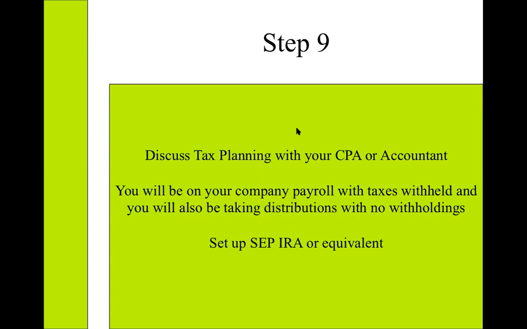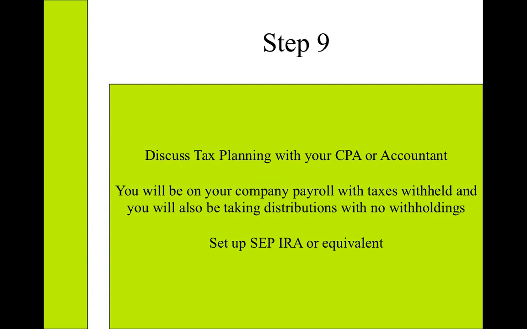Step 9, discuss your tax plan with your CPA or your accountant. Now that you're going to be on company payroll, you'll have taxes withheld because you're setting up payroll. You'll have a reasonable salary and you'll have some taxes withheld. However, whatever's left over is going to be issued to you as a distribution. There aren't going to be any withholdings. So you really want to pay attention to where you're going to be tax-wise so that you don't have underpayment penalties throughout the year.